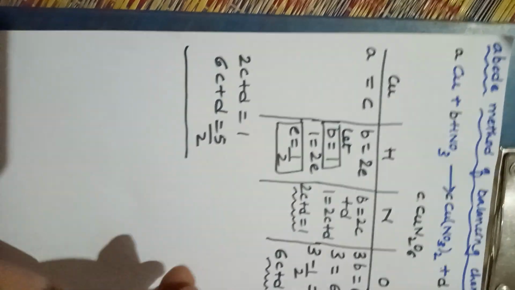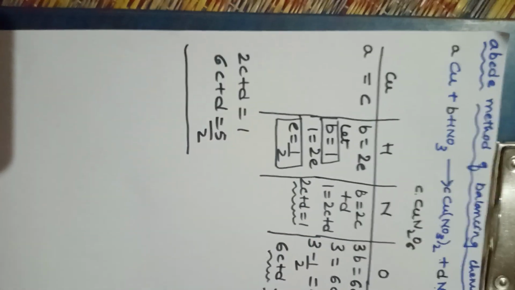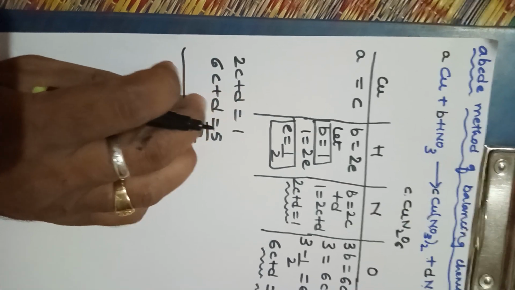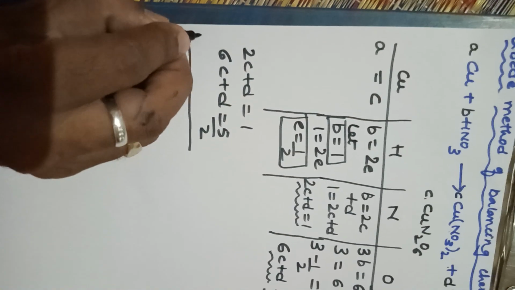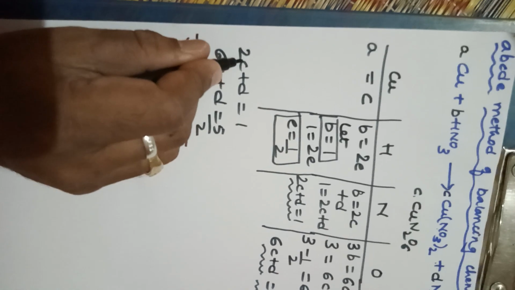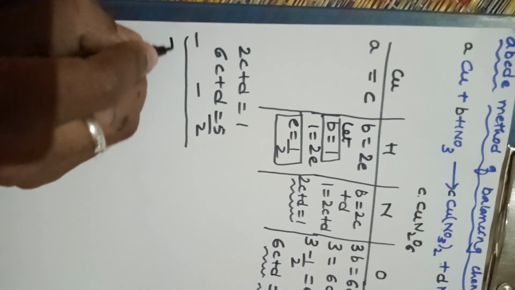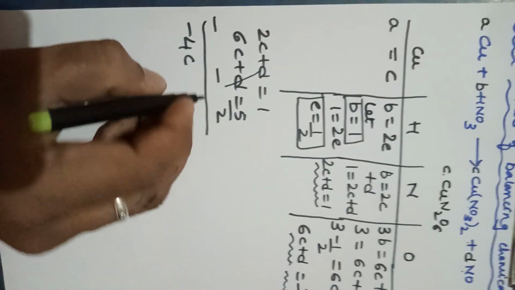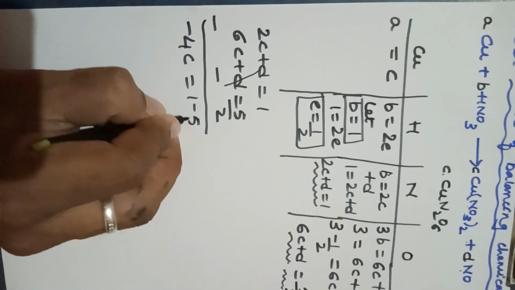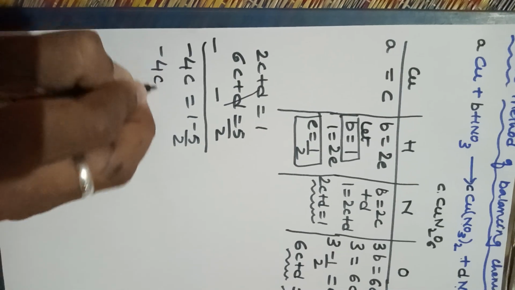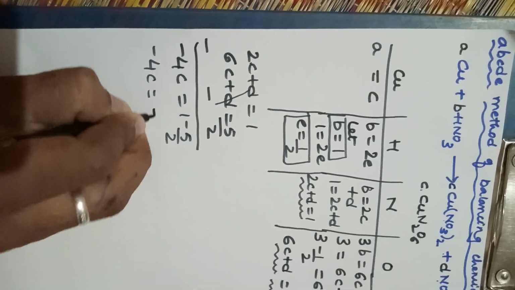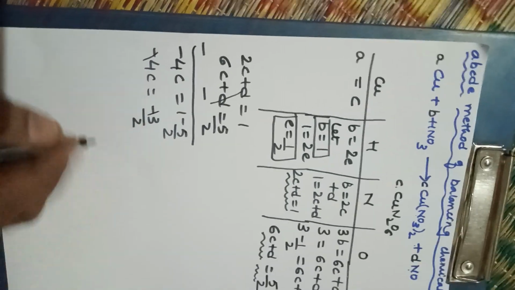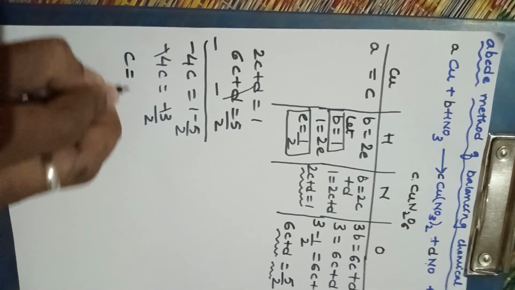In this method, called the elimination method, we shall eliminate one of the letters or variables. Here it is much easier to eliminate the letter d. So how do we eliminate? We just subtract the 2 equations. When you subtract, 2c minus 6c will be equal to minus 4c, and d minus d will cancel each other, so it becomes 0d. Then 1 minus 5/2. So minus 4c will be equal to minus 3/2, or I can cancel the minus on either side of the equal sign, and 4c will be equal to 3/2.